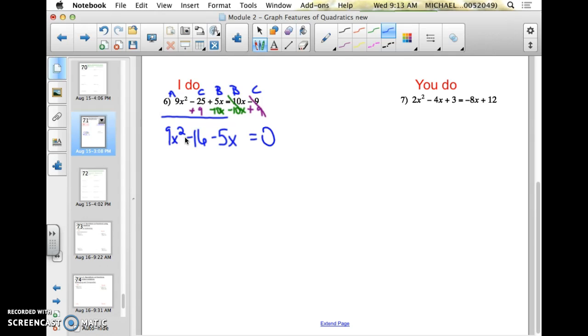Right now it does equal 0, but if you notice it's not in standard form. It needs to go the A term, then the B term, then the C term. So I have to flip-flop the B and the C term. So my final answer will look like 9x squared minus 5x minus 16 equals 0. And now it is in standard form.